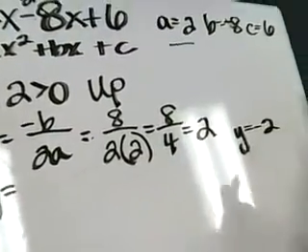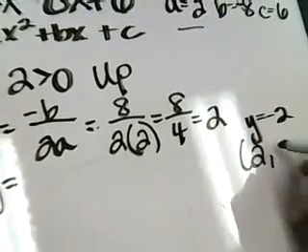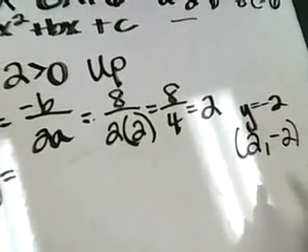Okay, so I'm going to put that to the side. So now I know the ordered pair for my vertex is 2, negative 2. The x was 2 and the y was negative 2. And I'm going to go ahead and draw that.